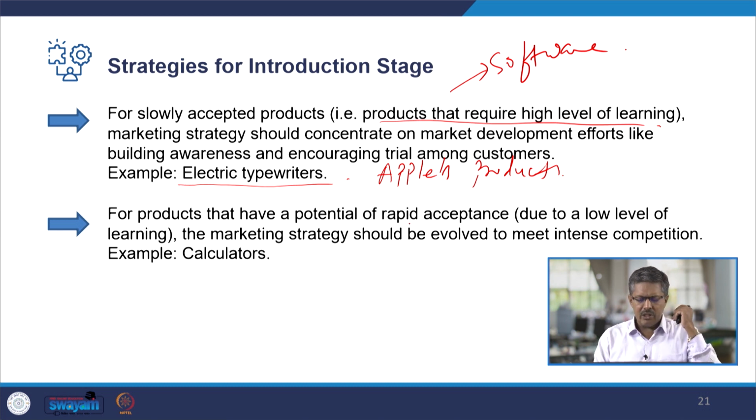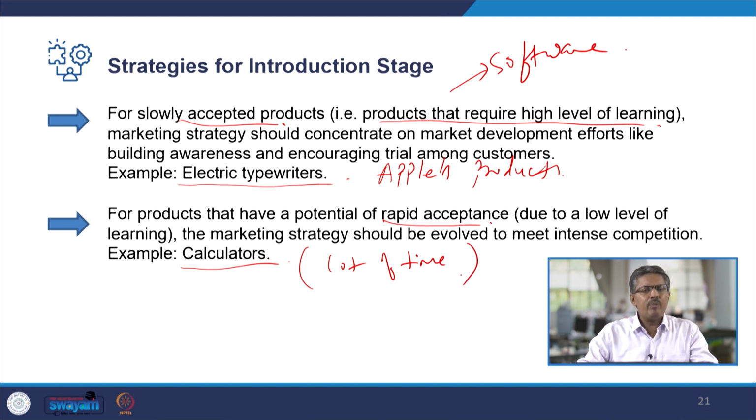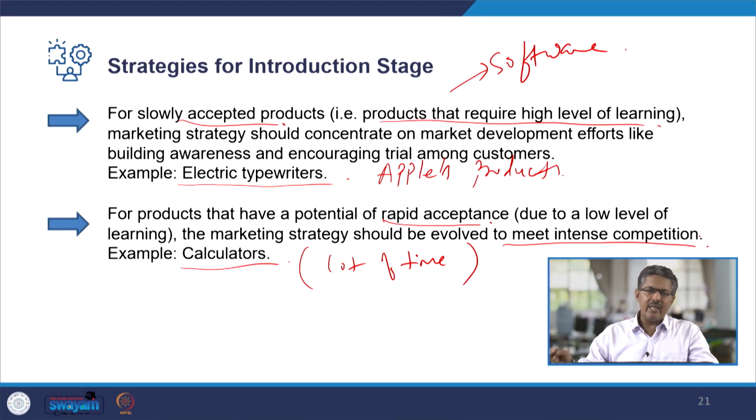For products that have a potential for rapid acceptance, now this was for slow products, due to a low level of learning, the marketing strategy should be evolved to meet intense competition. Although I have mentioned calculators took a lot of time, because when it came the first time, there were not many distribution channels for it, and there were not many takers for it. So, people had an urge, but they did not know how to fulfill that urge. So, this strategy should be to meet the intense competition.